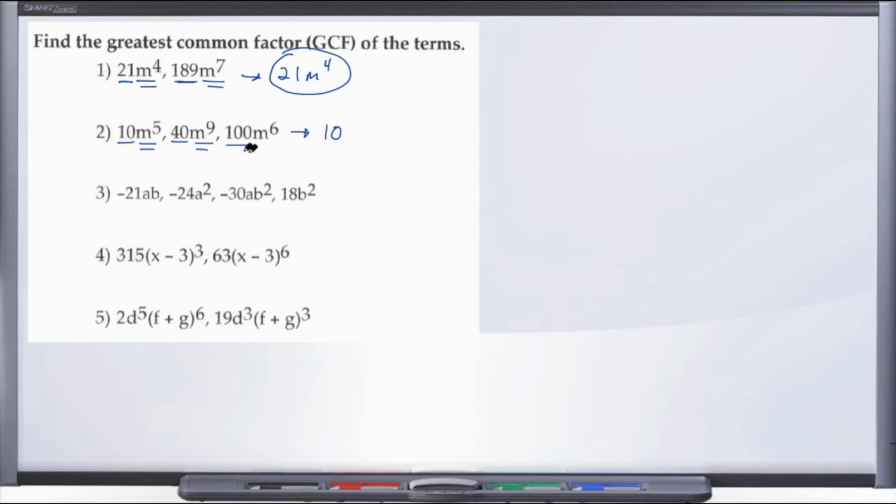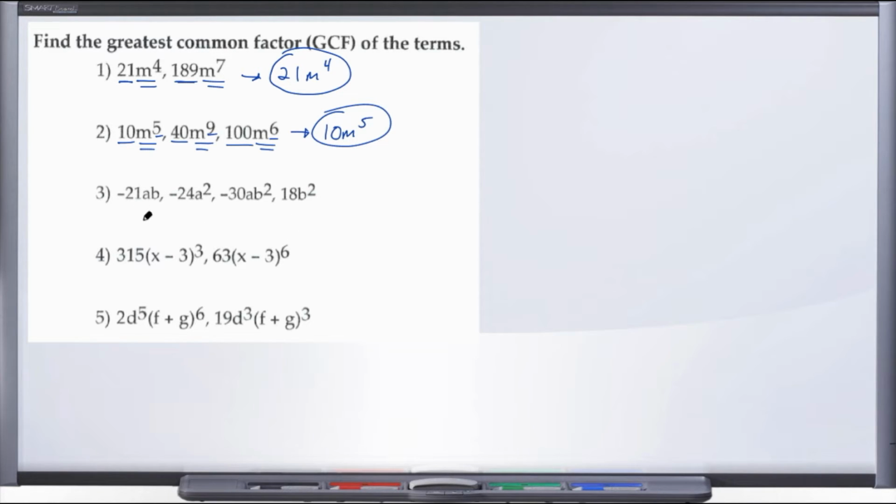Now that we've dealt with the number, let's deal with the variable portion. Since we're working with the variable, we take out the smallest exponent. So we take out the largest number, but the smallest exponent. Here we have m to the 5th, m to the 9th, m to the 6th. Which exponent is the smallest? Well, certainly m to the 5th, right? 5 is the smallest out of 5, 9, and 6. And so there we have it, 10m to the 5th.